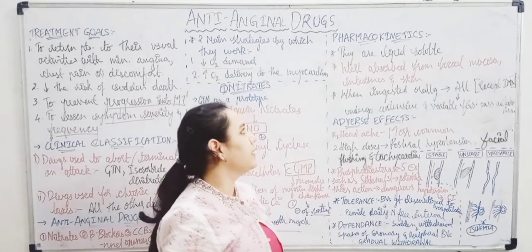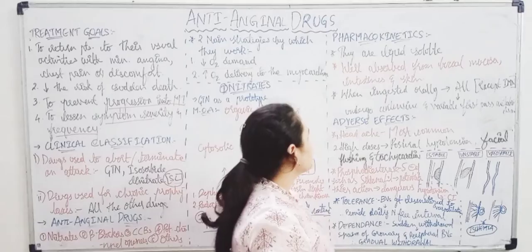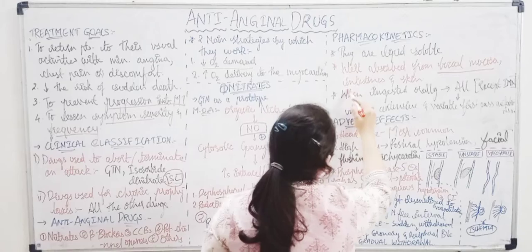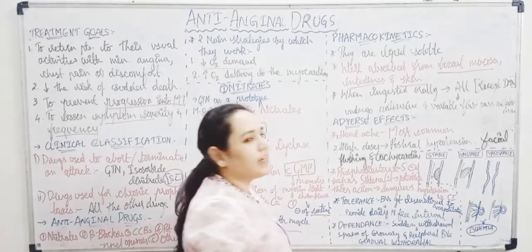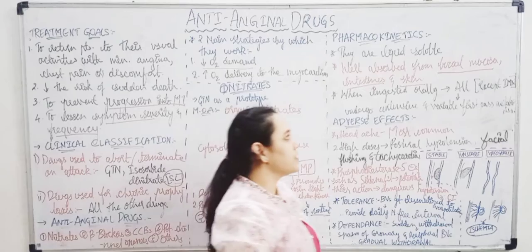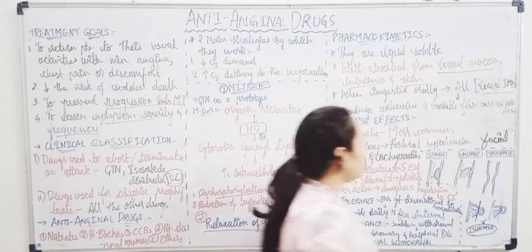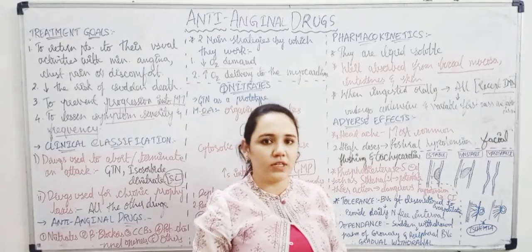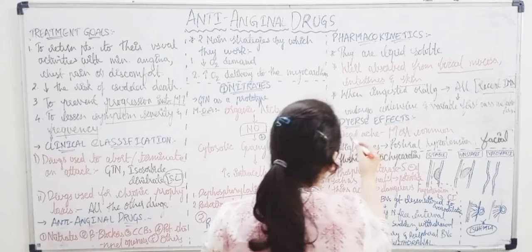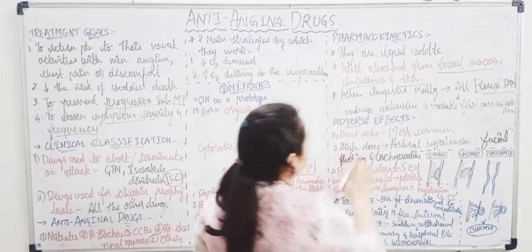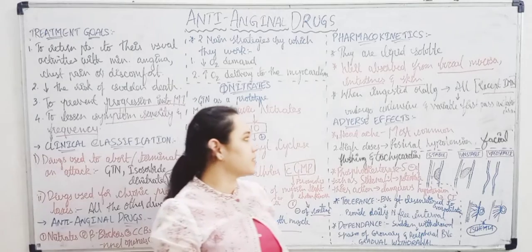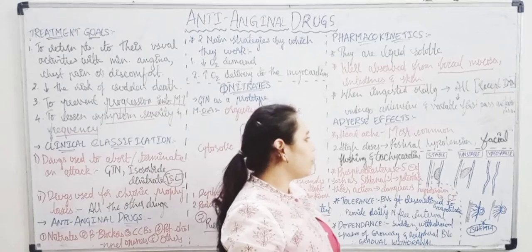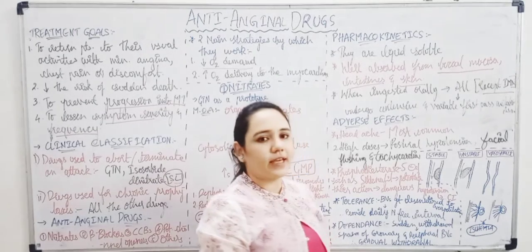Coming to its pharmacokinetics, they are lipid soluble drugs, and all the drugs are well absorbed from buccal mucosa, intestines and skin. So when ingested orally, all these drugs except isosorbide mononitrate undergo extensive and variable first pass metabolism in liver. Coming to the adverse effects, the most common adverse effect seen in these drugs is headache. And when these drugs are given at higher doses, postural hypotension, facial flushing and tachycardia can also be seen.